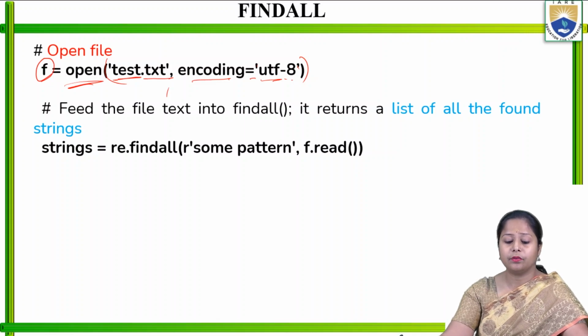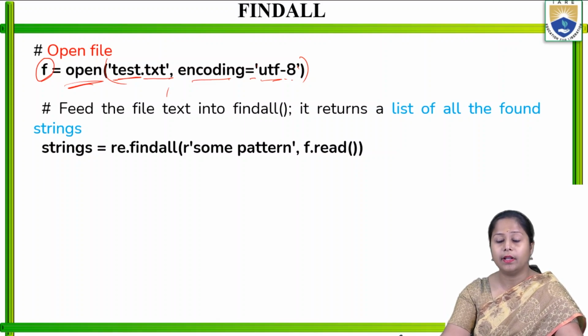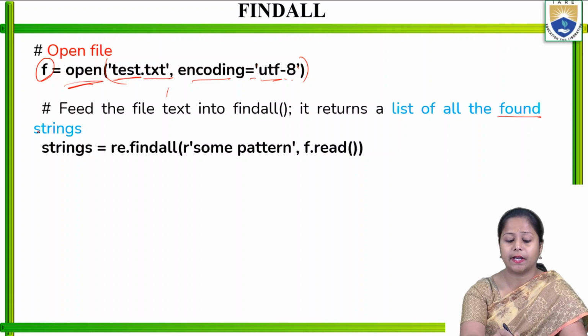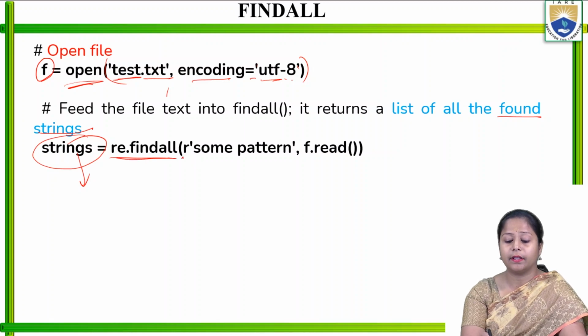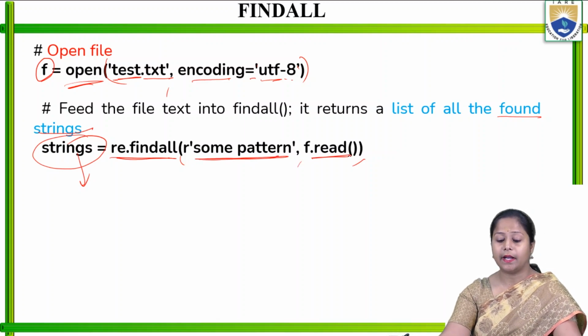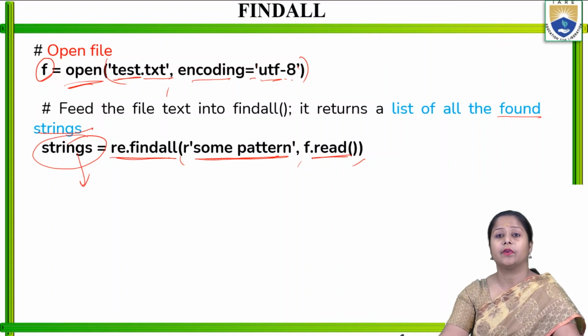And then I would like to feed the file text into the findall function. So it is going to return a list of all the found strings in one place. I would write strings is equal to, that is a variable I have considered, and then re.findall in small brackets. I would write a small r and some pattern in single quotes, comma, f.read(). So that is a beautiful use of this findall function when we are considering a text file and extracting a particular pattern from it.